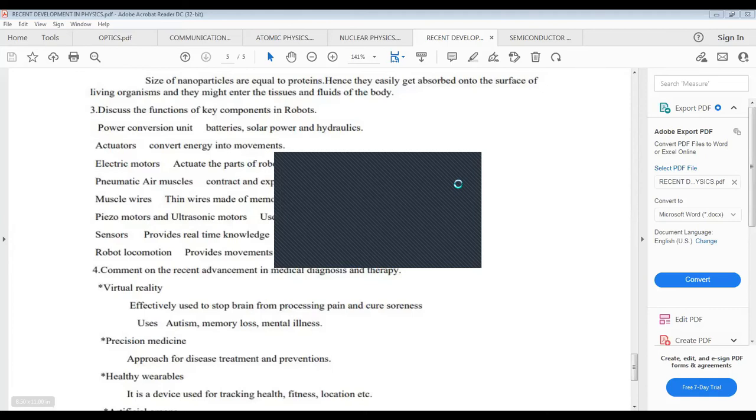Here the angle of incidence is greater than the critical angle. So if this I is greater than IC, then this will occur. Instead of refraction, reflection will occur. This is about your critical angle. The critical angle is related: I already told you, sine IC is equal to mu G by mu N.